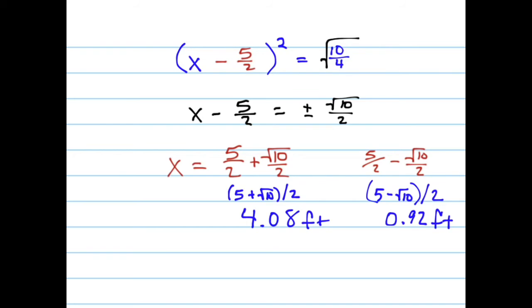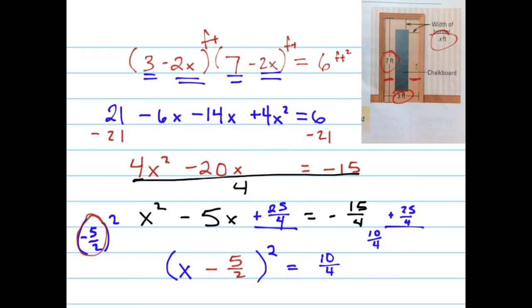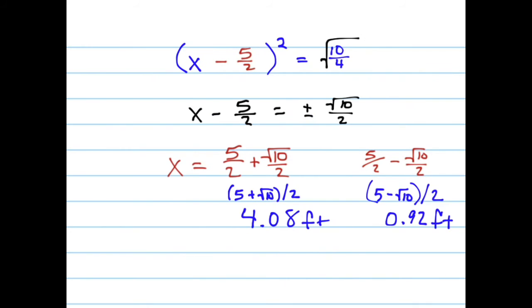Because if the width of the bottom of the door is 3 feet, then we already know that 4.08 is too much. If the width is 3 feet and we make x 4 feet, that's wider than the door. So we can't have a border on the door that's wider than the door. That doesn't make sense. So we got to use the 0.92 for the width of our border. So the width of our border is going to be 0.92 feet.